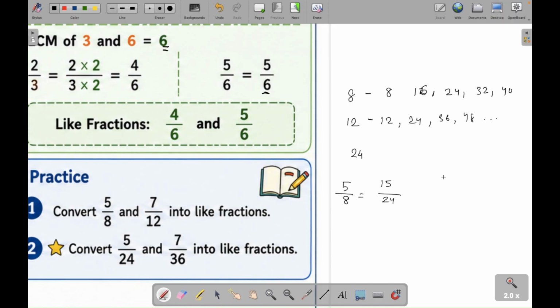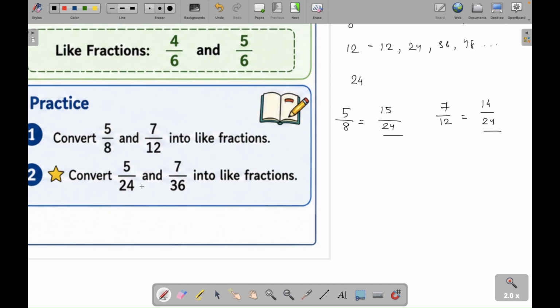Now I have 7 by 12. Again, I know the denominator is 24. So what number should I multiply 12 with so that I get 24? It is 2. So I should multiply 7 with 2 as well. So when I multiply 7 with 2, I get 14. So the first number becomes 15 by 24 and the second number becomes 14 by 24. So we are basically writing equivalent fractions. So the value does not change. We have just changed the denominator such that these two unlike fractions become like.